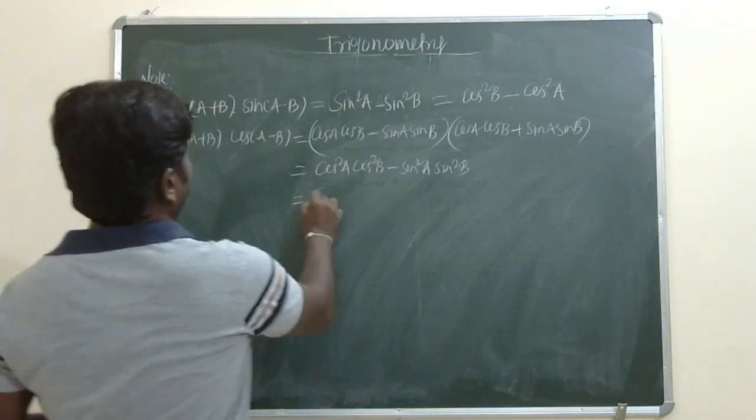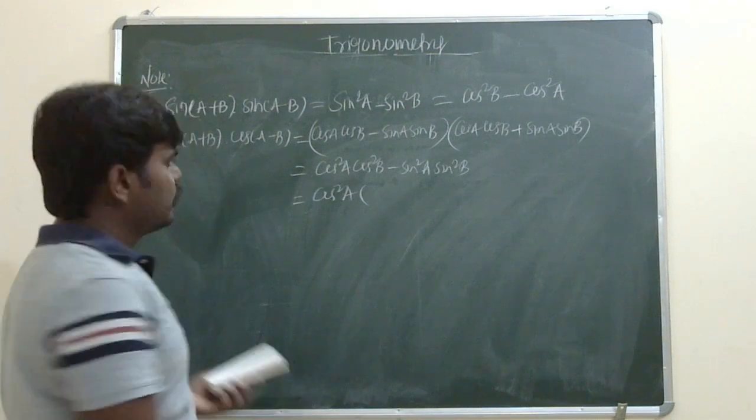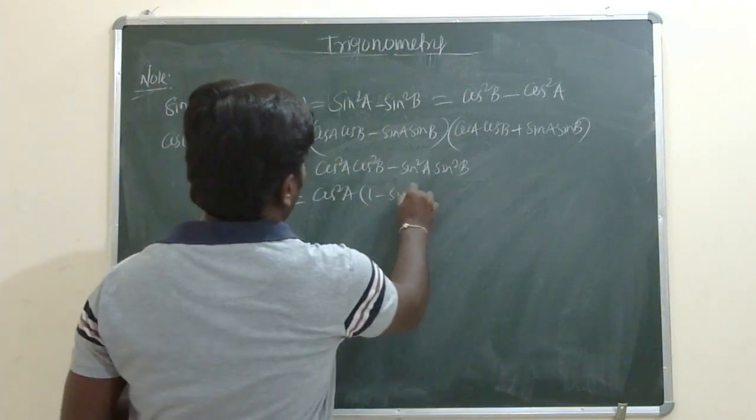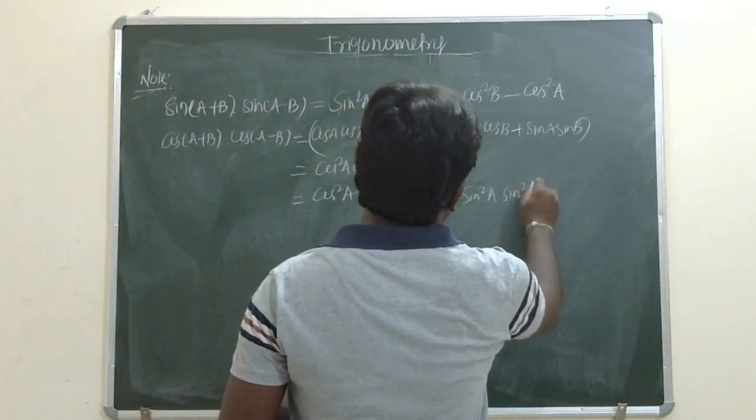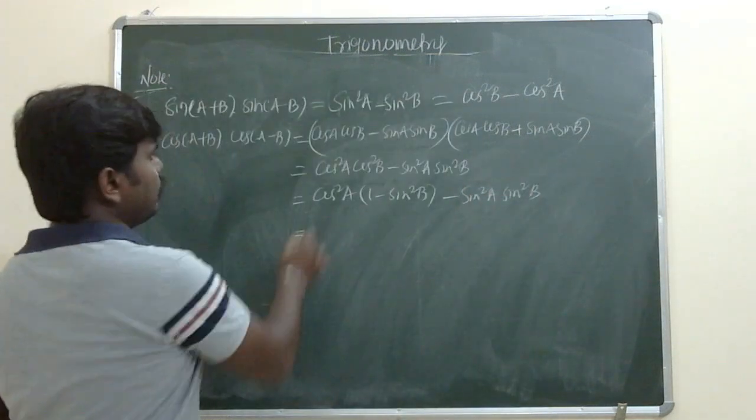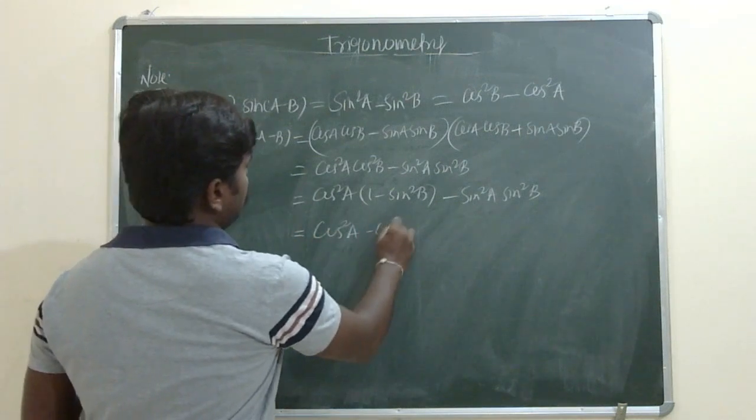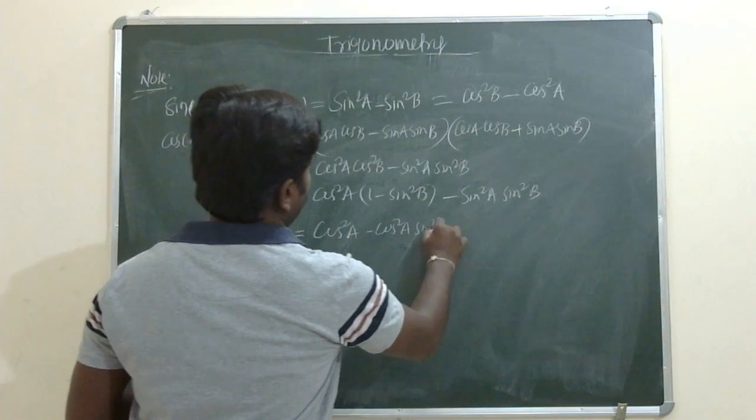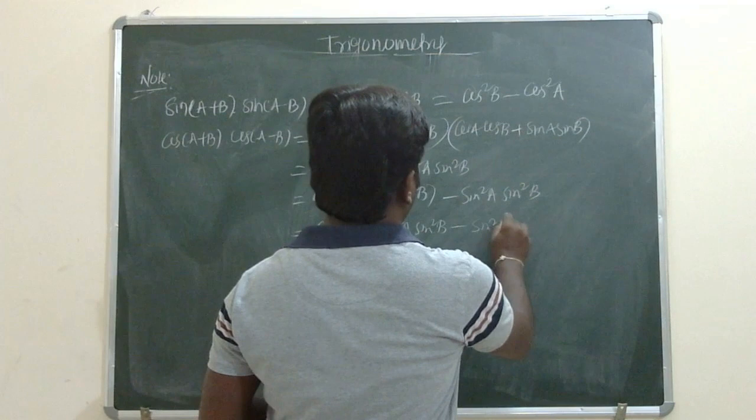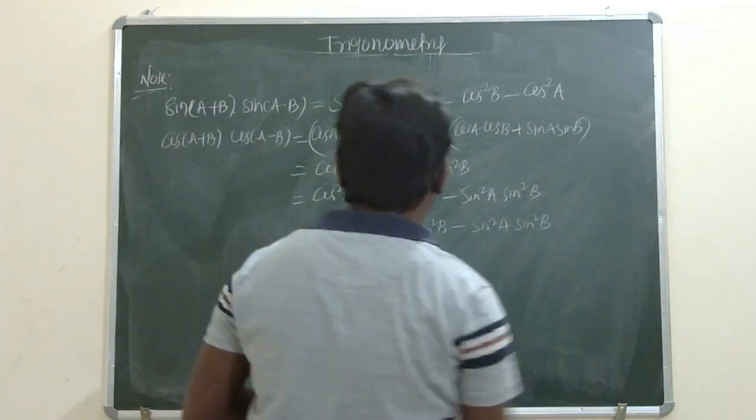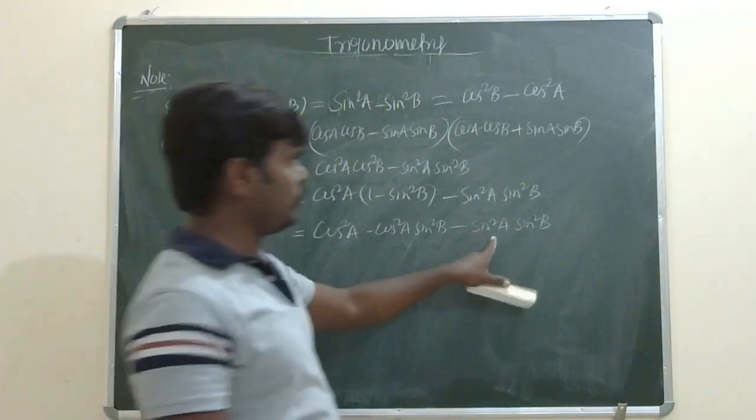Here, cos square A, just convert this into sine. So cos square B means 1 minus sin square B, and here sin square A into sin square B. So cos square A minus cos square A into sin square B minus sin square A into sin square B. Here we have to convert this in terms of cos.